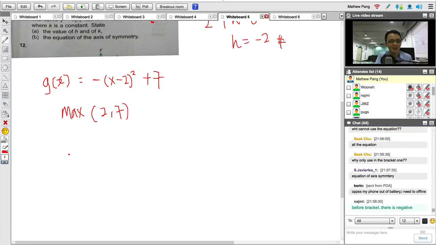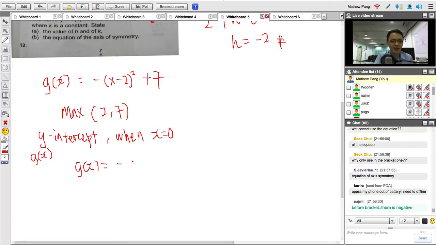Alright, then I need to find the y-intercept. But in this case, maybe you can call it the g(x)-intercept. You just change the y to g(x). Alright, what does it mean? When x equals 0, g(x) will equal negative (0 minus 2) squared plus 7. So this is negative 4 plus 7, which is 3. That means I know my g(x)-intercept is 3.